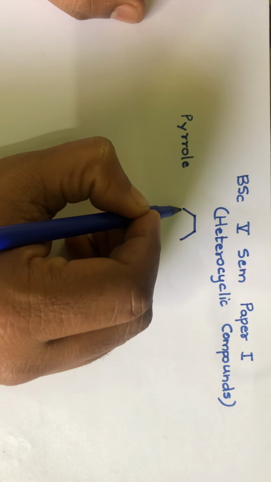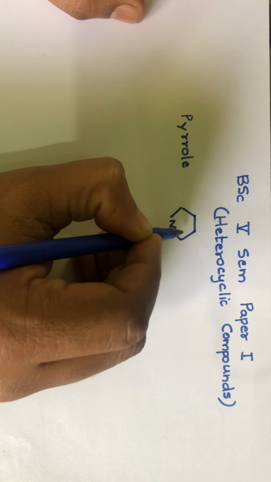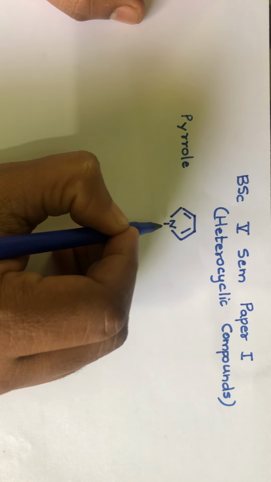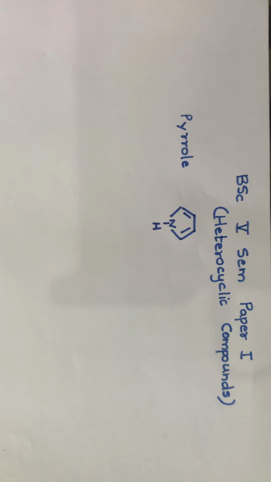This is a pyrrole molecule. It is a 5-membered heterocycle with nitrogen as the heteroatom. Let us see the aromaticity of pyrrole. Now see what is the condition for aromaticity. We have discussed this in the last session, but still once again I will just repeat.